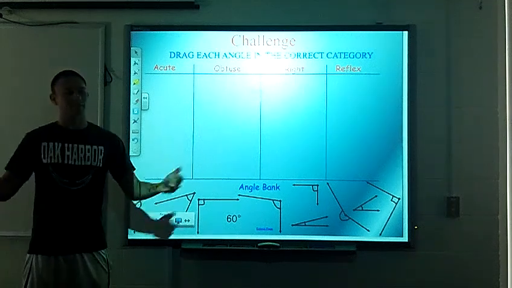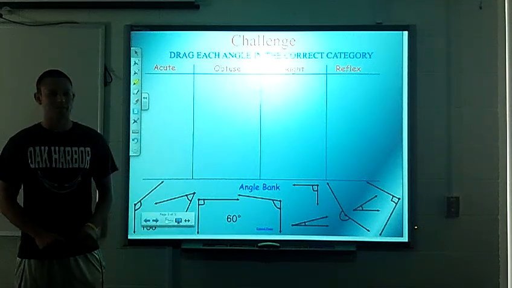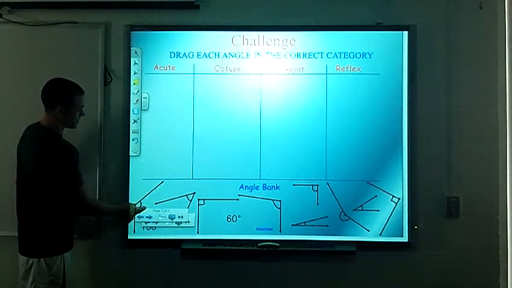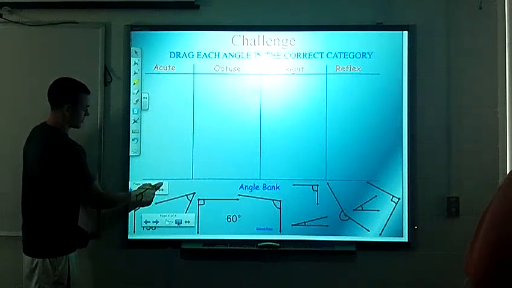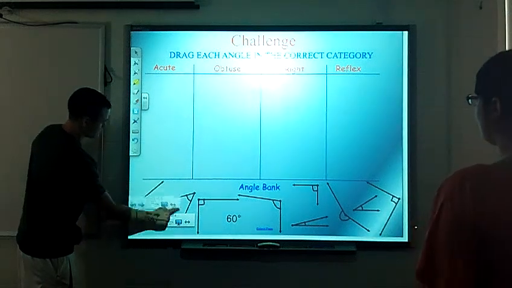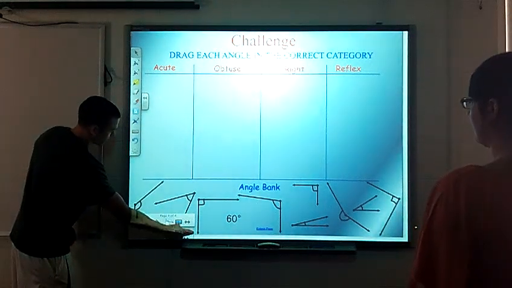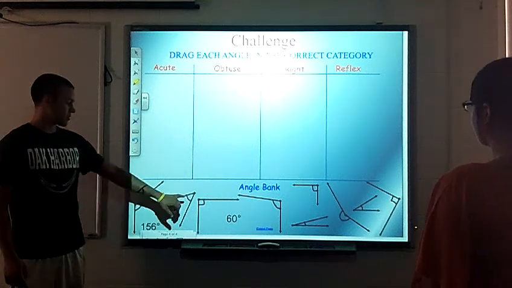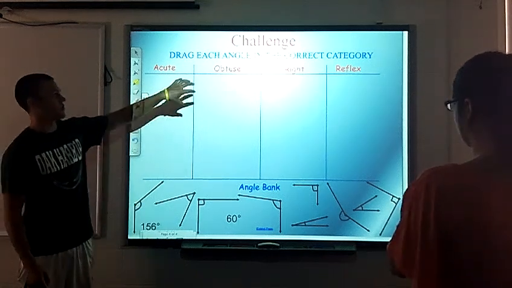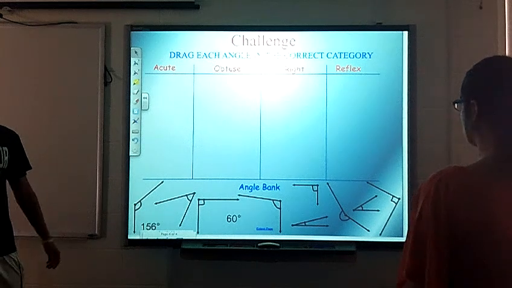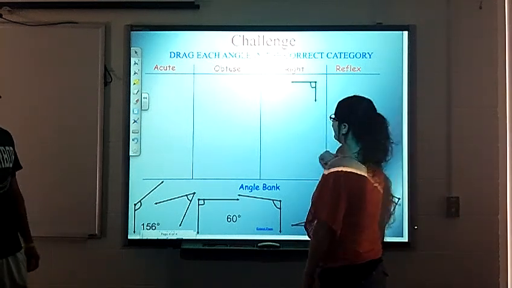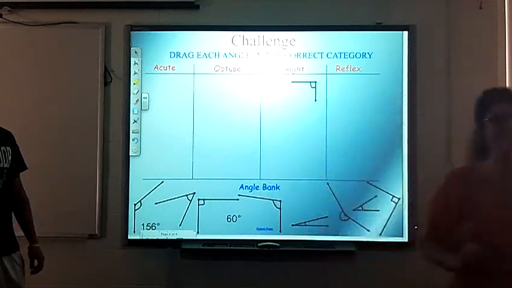All right, now we need everybody to come up here. There's 11 of them, so everybody's got to participate. What you're going to do is there's the angle bank down here, and you're going to drag those. There's different things down here. There could be just angle measures. There could be degrees, anything like that. You just got to drag them into the right box. Pick any of them. Everybody goes right for the right angle, because you can get it right.